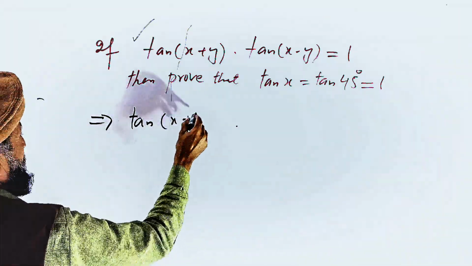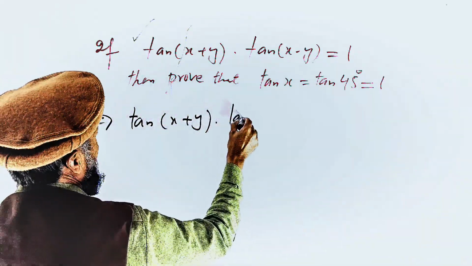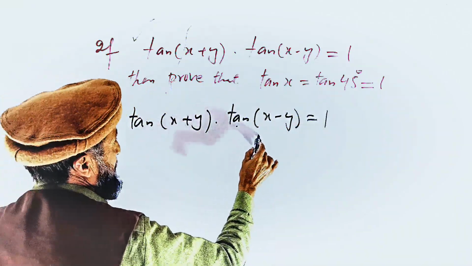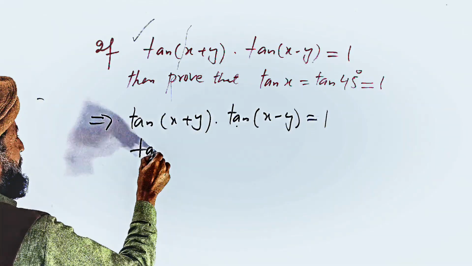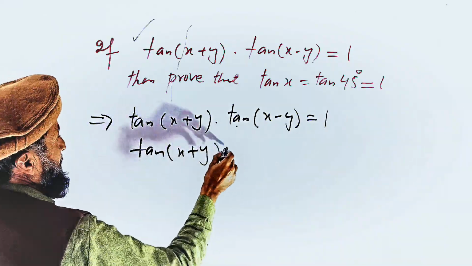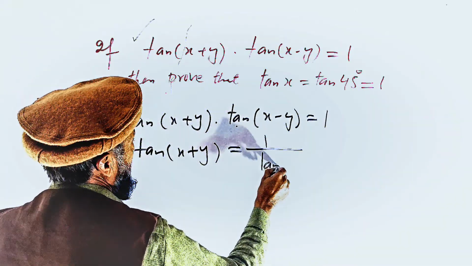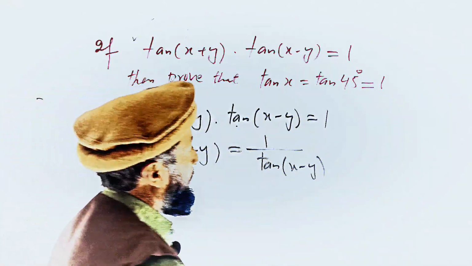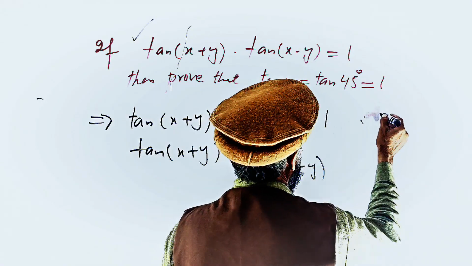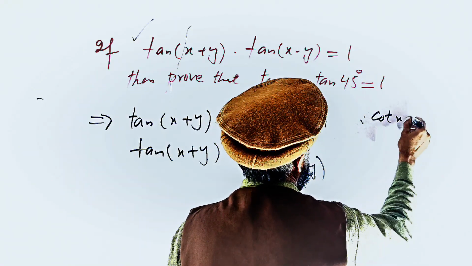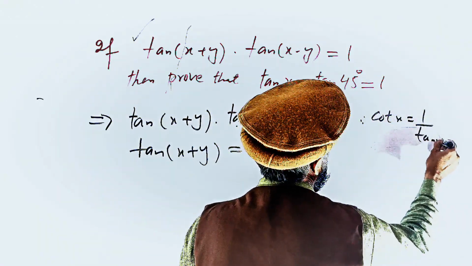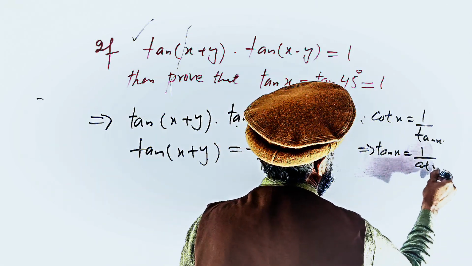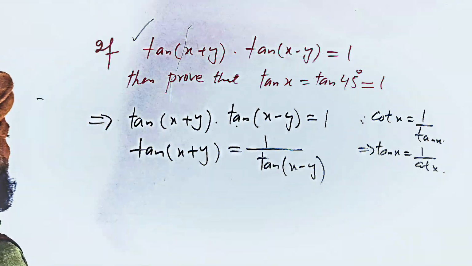Tangent (x plus y) into tangent (x minus y) is equal to 1. So we divide both sides by tangent (x minus y), and here tangent (x plus y) is equal to 1 divided by tangent (x minus y). According to the formula, as we know, cotangent x is equal to 1 over tangent x, or we can write tangent x is equal to 1 by cotangent x. So this is the rule we can apply here.